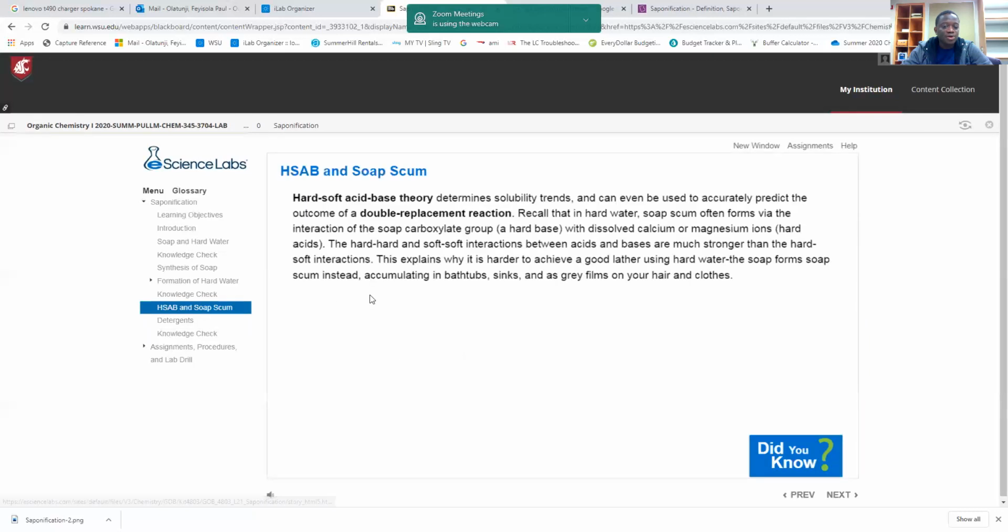Okay, so again, how is soap scum formed? Now, remember when I was saying that in your hard water, you have a high concentration. It doesn't matter whether it's temporary or permanent now. When a water is hard, there is a high concentration of calcium ion and magnesium ion in the water. And those ions are known as hard acids, okay? Hard acids.